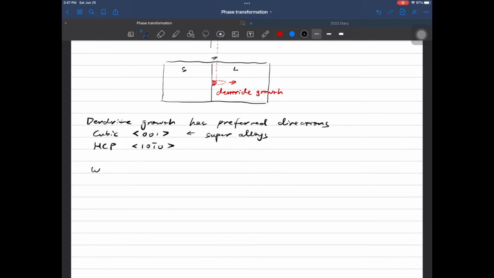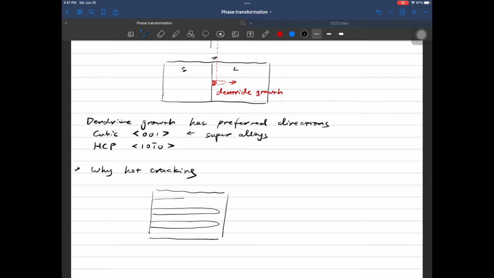Before we finish today's video, we'll quickly discuss why dendrite formation can lead to hot cracking in metals. This is something I recently learned from Professor Wen Chen at UMass Amherst. He's an expert in 3D printing. Hot cracking is widely observed in welds as well as in 3D printed metals. In this example here, we have the primary dendrites forming. The secondary dendrites can also form. The region highlighted in red here is still liquid, and it is confined by the neighboring dendrites.